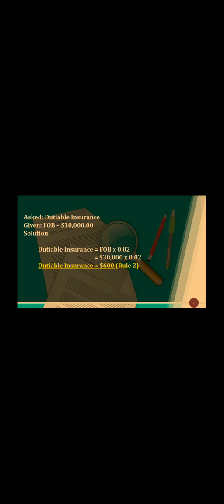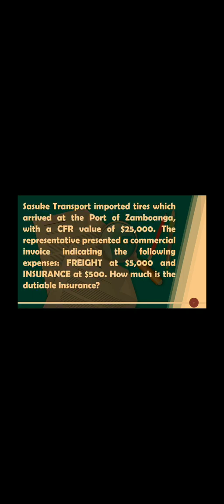To get the dutiable insurance, you need to multiply FOB by the percent of the insurance. It falls under 2% since this is just a regular shipment. So FOB times 0.02 is equal to $30,000 times 0.02, which equals $600. That is our dutiable insurance, and that falls under rule number 2.